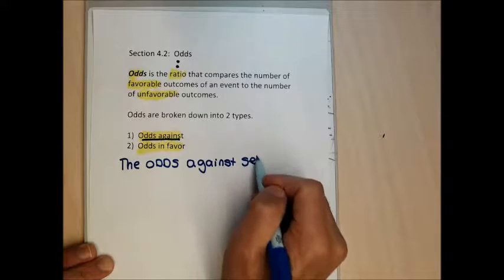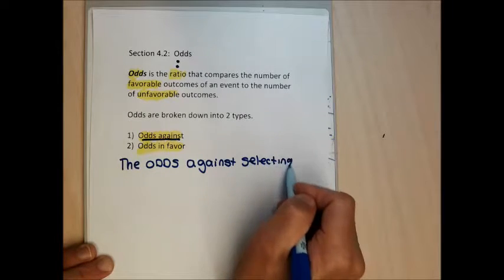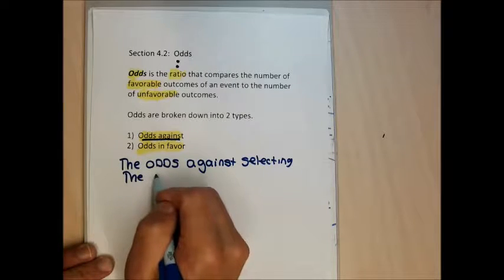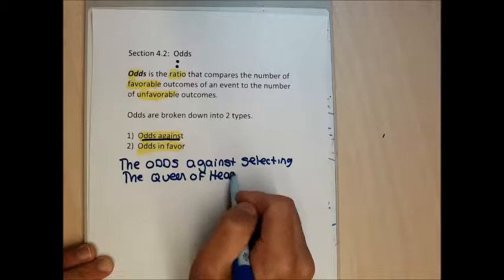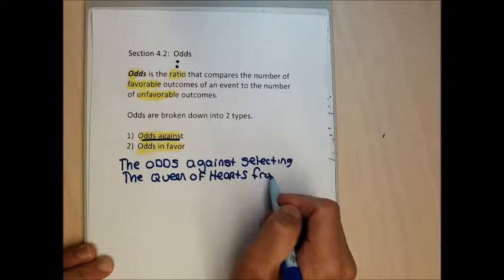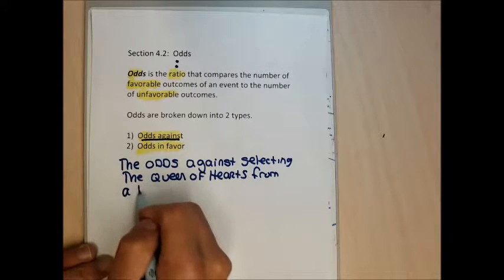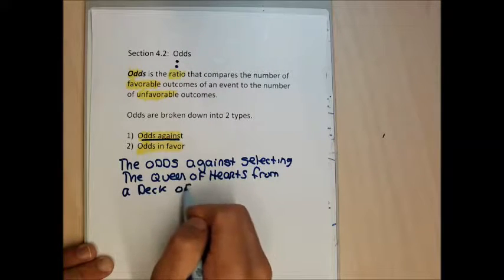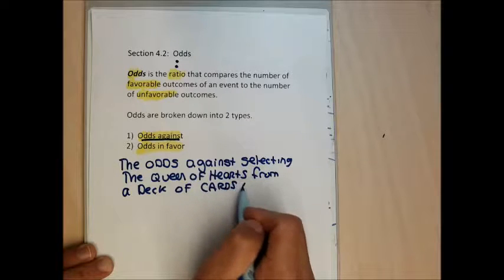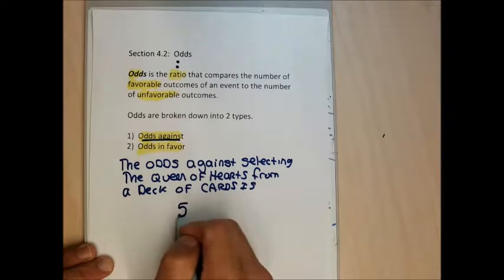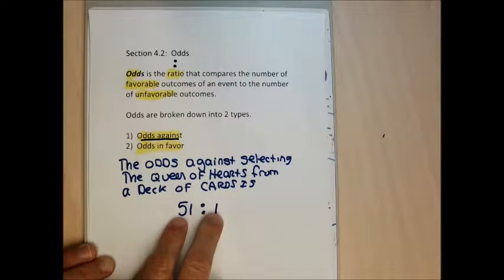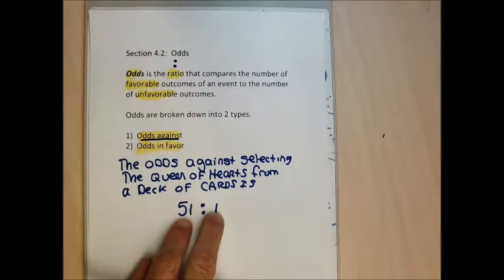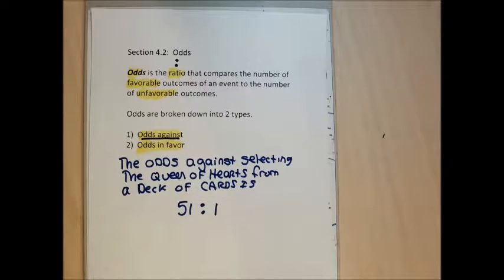selecting the Queen of Hearts from a standard deck of cards is 51 to 1. This is the ratio, or the comparison between two numbers, and the two numbers I'm comparing are 51 and 1. And those numbers I didn't just make up. I got those numbers in a very specific fashion.